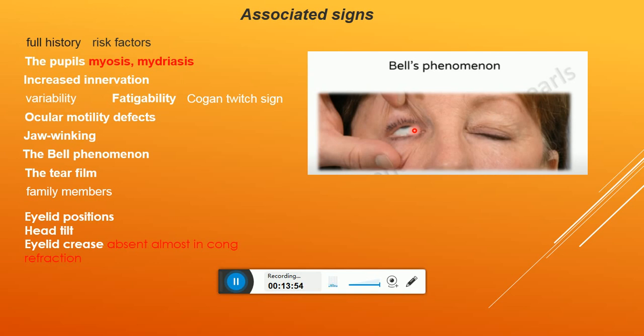A weak Bell's phenomenon carries a variable risk of postoperative exposure keratopathy. This is important, particularly following large levator resection and a suspension procedure. Another is the tear film, which should be inspected. Why? Because a poor volume or unstable film may be worsened by ptosis surgery. It should be addressed preoperatively as far as possible.